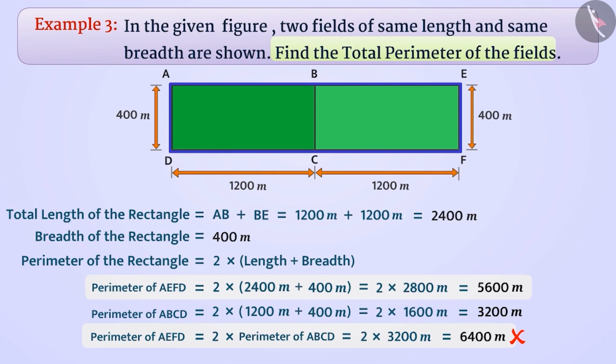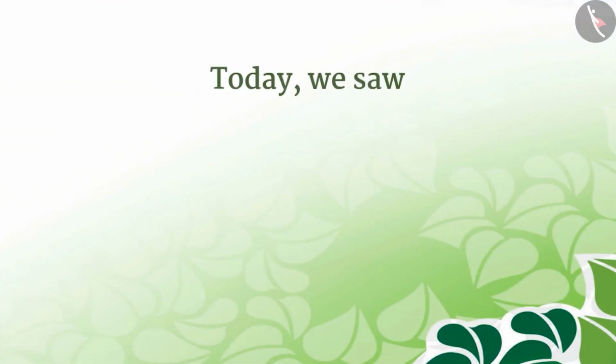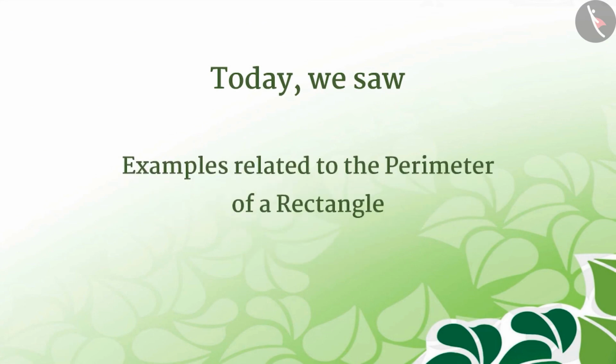You've got it right. The reason is that in this case, we have added all the sides of both the rectangles, in which we have unknowingly added the side BC twice. Since the side BC is not at the boundary of this bigger rectangle, while finding the perimeter, it will be wrong to add the length of this side. You must avoid such mistakes. Today, we saw some examples related to the perimeter of a rectangle.